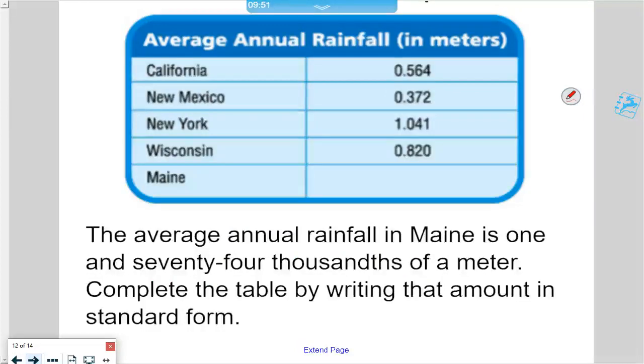The average rainfall in Maine is 1/74,000th of a meter. Complete the table by writing that amount in. So this one can be a trick. We have 1, so I'm going to put 1 and. Now it says thousands, so we have to have 3 spots, but it says 74. So that means we have to add a 0, 7, 4. We get 1 and 74 thousandths inches of rain.